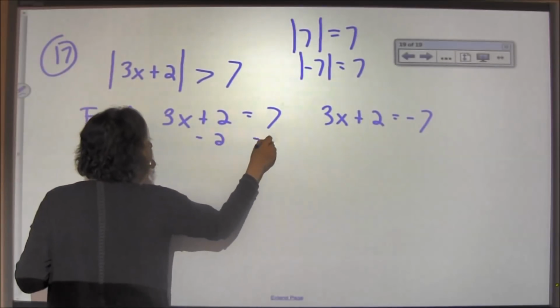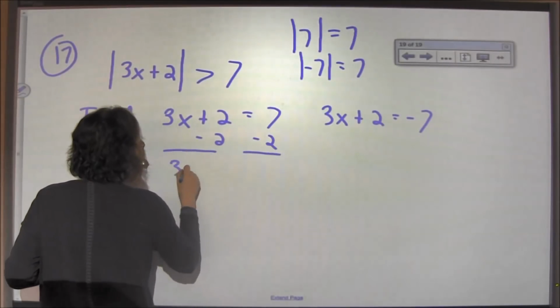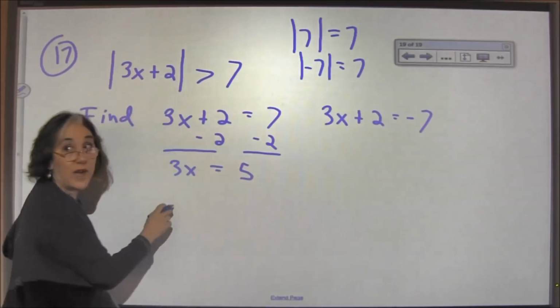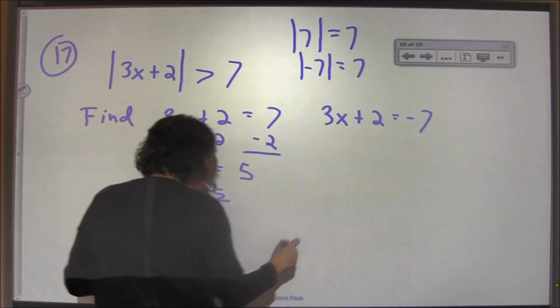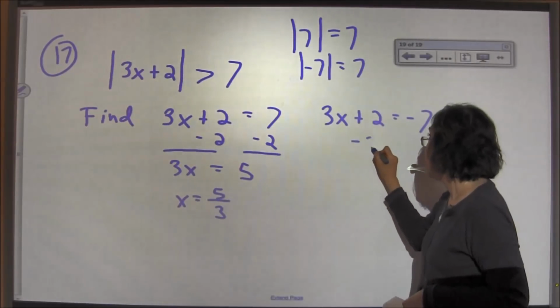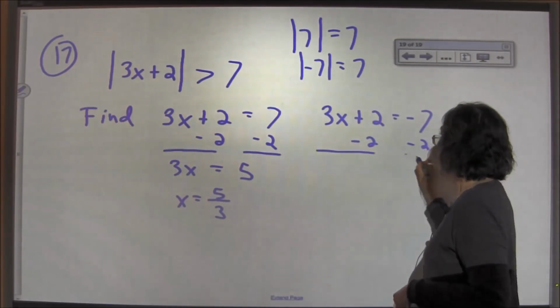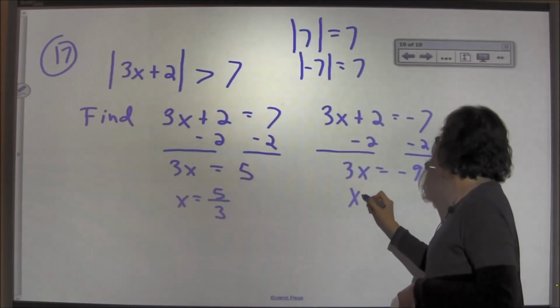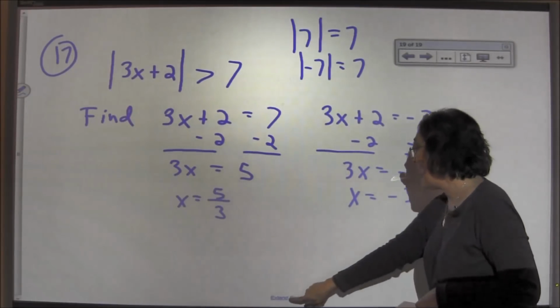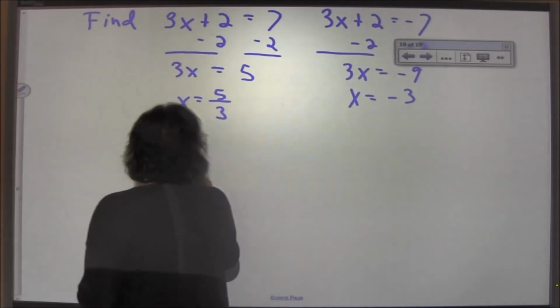I'm going to subtract 2. I get 3x equals 5. And then divide by 3. I get x is the number 5/3. With this one, if I subtract 2, I get 3x equals negative 9, and then divide by 3, I get x equals negative 3. So let's plot those on the number line.